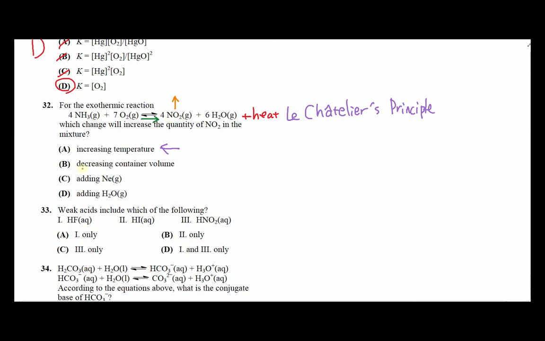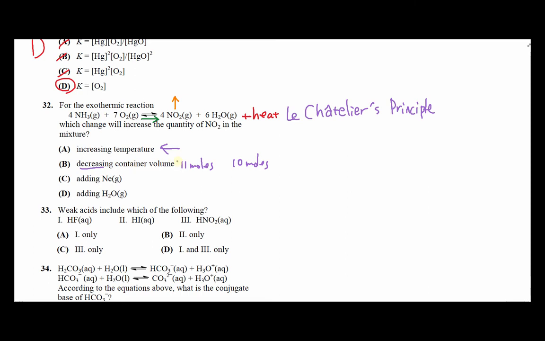And in our B, decreasing the container volume. This really depends on the number of gas moles. On the left side, the reactant side, I have 11 moles of gas. On the product side, I have 10 moles of gas. And I'm decreasing the volume.